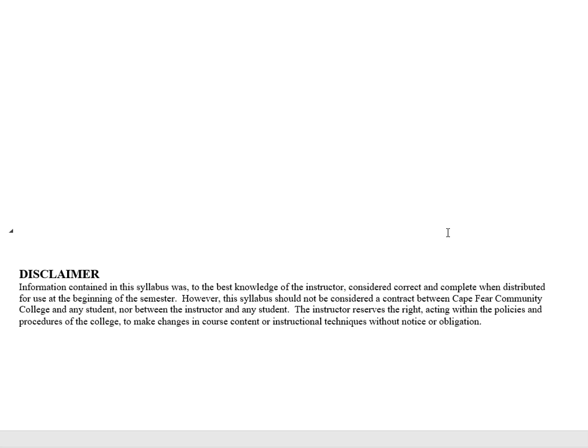And finally, the disclaimer at the very last page. That disclaimer basically means, hey, listen, I can change anything in the syllabus that I want to change at any point in time. So if I go in and decide that we're going to do something a little bit differently because it's not working with this particular cohort of students, then I can go in, change the syllabus, let you know about it, and you've got to be okay with it.